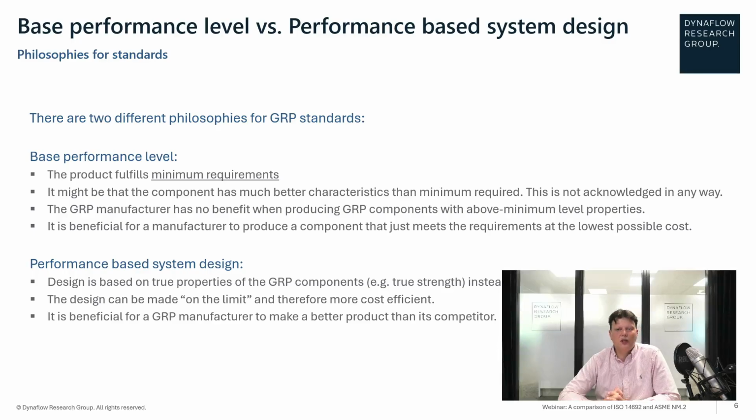So this also means that a GRP manufacturer, in the context of a GRP code using base performance level, has no motivation to produce material above the minimum properties, just for the lowest possible cost. On the other hand, the performance-based design is based on the actual component properties. So instead of the minimum, through testing, you can find out the actual strength of the material and make a design that is a lot more cost efficient, and make it beneficial for a manufacturer to innovate and make a better product.